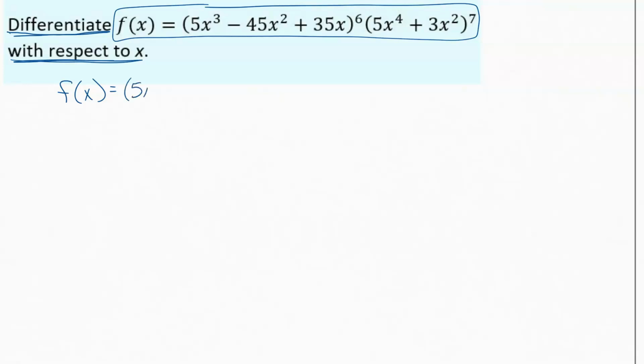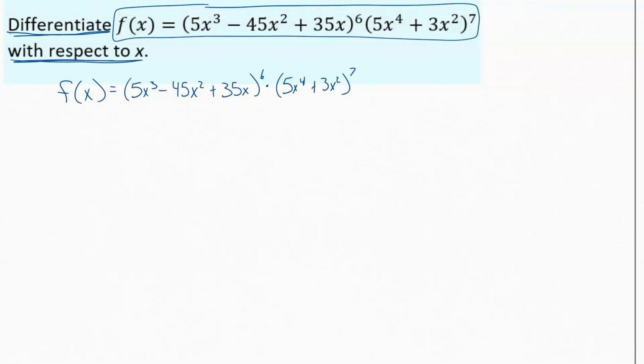So when you're writing this down, don't stop listening to what's going on inside your head, right? You should say, okay, this is 5x cubed minus 45x squared plus 35x, all that raised to the sixth, times 5x to the fourth plus 3x squared, and all of that raised to the seventh. When you listen to yourself talk, that clues you in a little bit on what your primary rule might be. The other way that I tell my students to do it is to look at the overall shape of what the problem is.